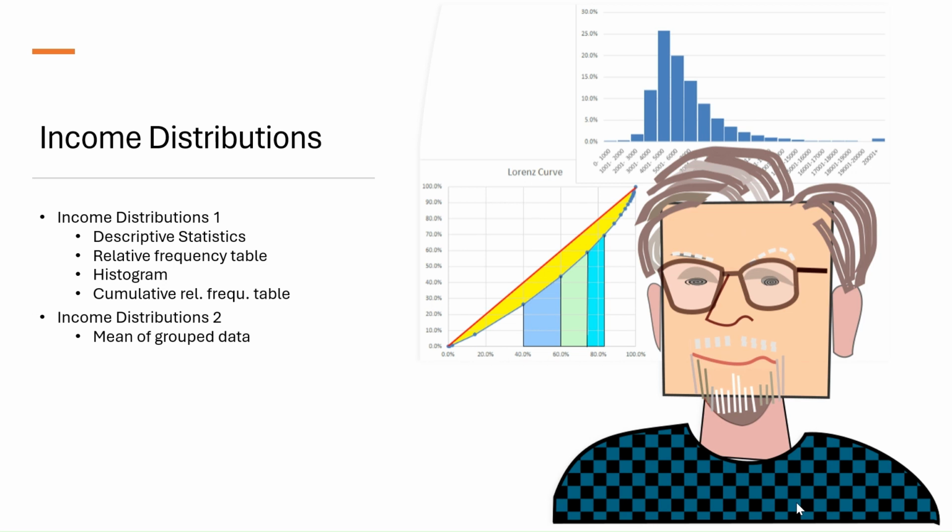Welcome to the second part of my income distribution series about descriptive statistics. In the first part, I talked about relative frequency tables, histograms, cumulative frequency tables, and ogives. And of course, all of it was done in the context of the income distributions of female full-time employees in Switzerland. In this second part, we will focus on calculating the mean of such group data.